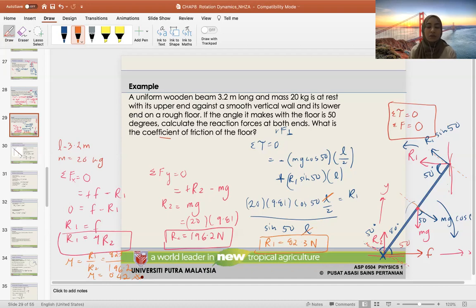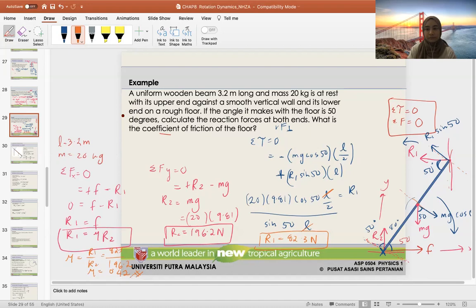Any questions or any confusion about this one? Doctor, the vertical wall is smooth, right? So it doesn't mean that it doesn't have friction, right? Or yes, it does have friction. It doesn't have friction because it's smooth. Then why did you put F minus R1? Where did that friction force come from?